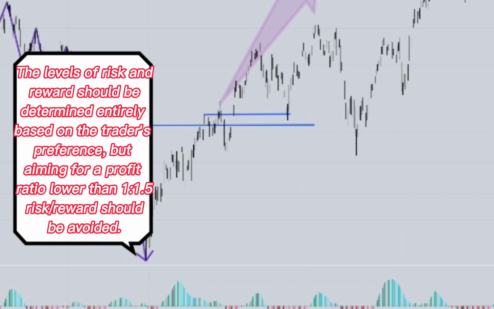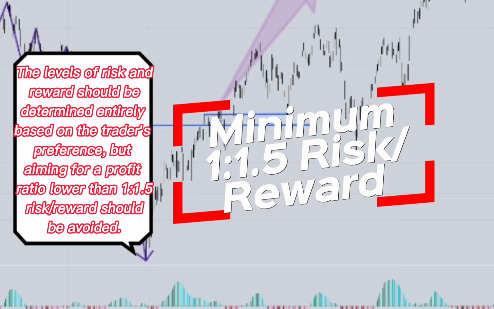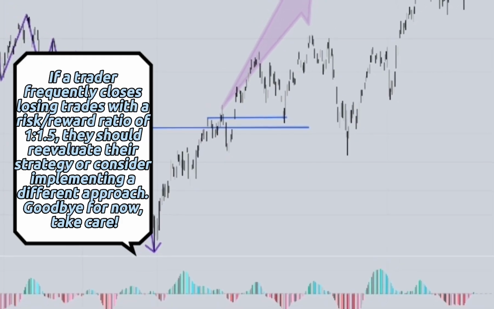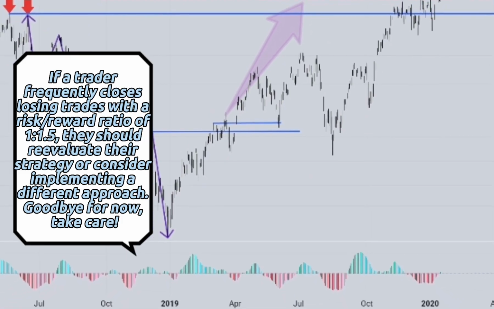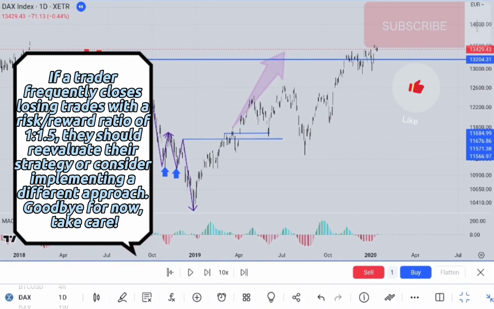The levels of risk and reward should be determined entirely based on the trader's preference. But aiming for a profit ratio lower than 1 to 1.5 risk-reward should be avoided. If a trader frequently closes losing trades with a risk-reward ratio of 1 to 1.5, they should reevaluate their strategy or consider implementing a different approach.